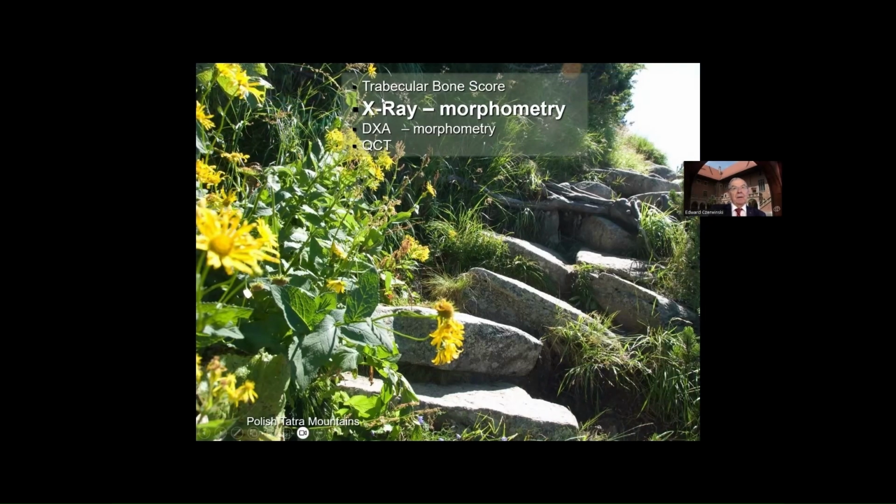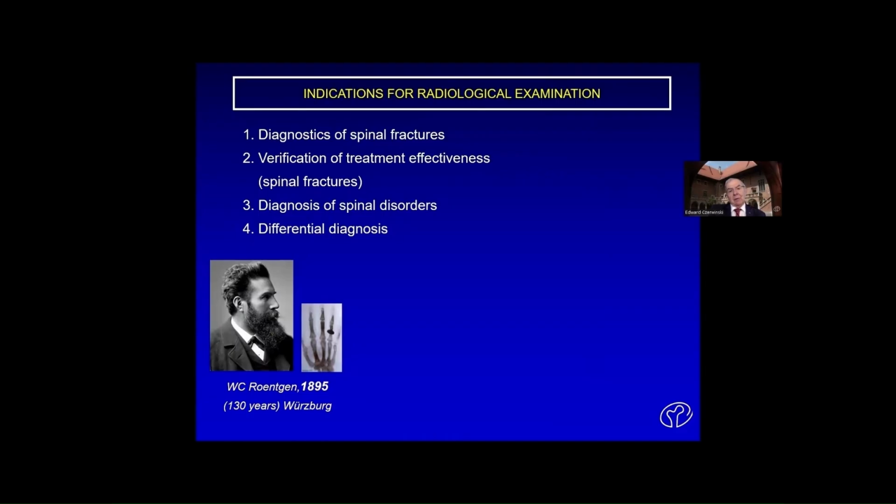And now the morphometry. I will start with the X-ray morphometry and then DEXA morphometry. What is it for? The outcome of osteoporosis is fracture. So the criterion of drug efficacy is fracture prevention. To prove the fracture is the X-ray. So you use it for spinal fracture, verification of treatment, diagnosis, and of course, differential diagnosis.